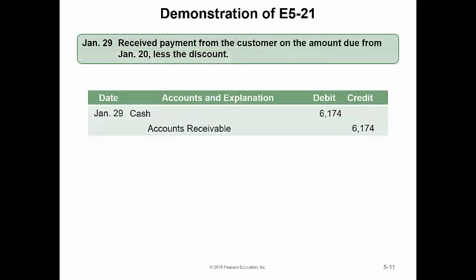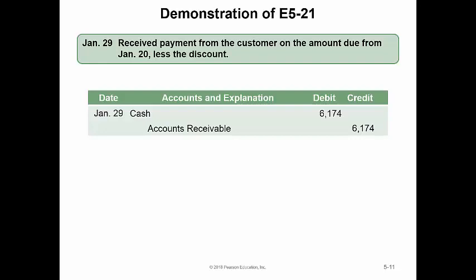On January 29th, we received the payment from the customer on the amount, less the discount. Notice that the sale originally was on January 20th and they're paying today on January 29th. So they're within their 10-day prompt payment period. So we're going to debit cash for $6,174 and get their accounts receivable off of our books with a credit of $6,174. Now, I know what you're probably thinking.